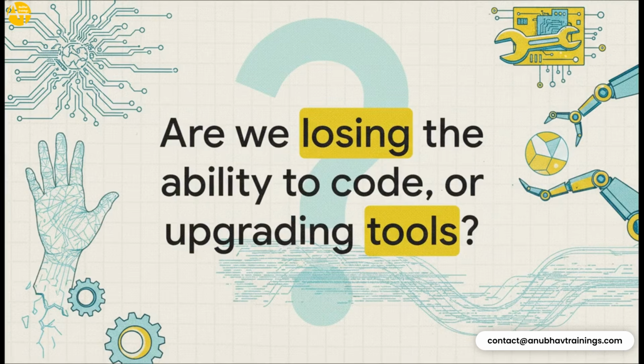So, right off the bat, let's ask the big, slightly scary question. Are we losing our ability to code, or are we simply upgrading our tools? It's that classic tension, right? The push and pull between AI autonomy and human control. And honestly, it's the perfect lens to view everything we're about to talk about today.